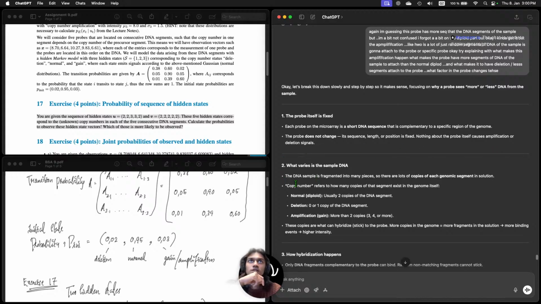What varies in the DNA sample? The DNA sample is fragmented into many pieces, so there are a lot of copies of each genomic segment in the solution. In solution, copy number refers to how many copies of the segment exist in the genome itself. How many copies of the segment? Usually two copies of the DNA segment.